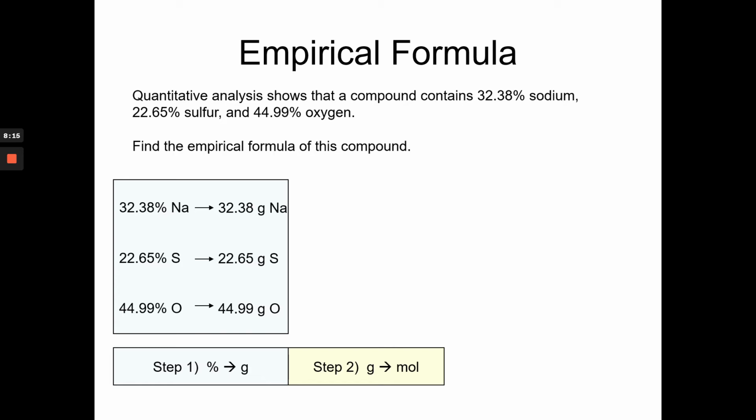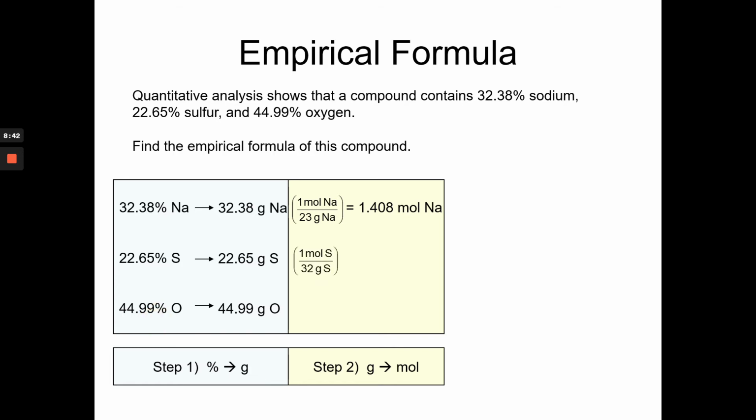Now, to help you with this, you'll probably need a periodic table. Sodium is element 11, and it weighs 23 grams per mole. So I'm simply going to divide 32.38 by 23 grams, because that's the molar mass of sodium. Grams of sodium cancel, and then I get 1.408 moles of sodium. Now I'm going to do the same thing with sulfur. Sulfur is element 16, and it weighs 32 grams per mole. So again, notice the way I have this set up. The grams of sulfur cancel, and I'm left with moles of sulfur. 22.65 divided by 32 is 0.708 moles.